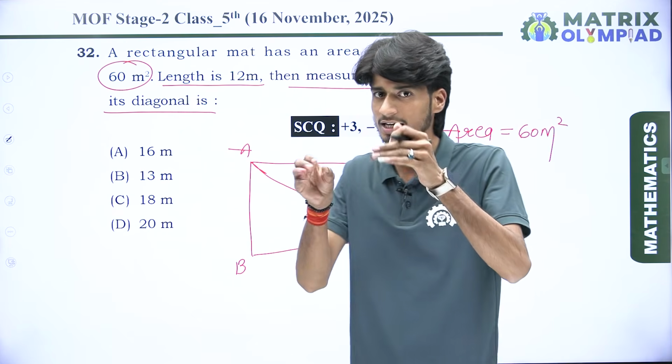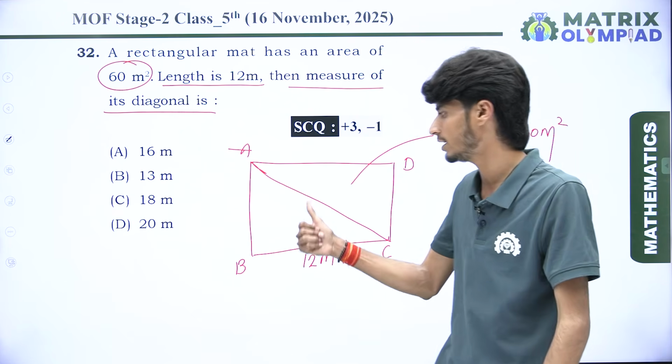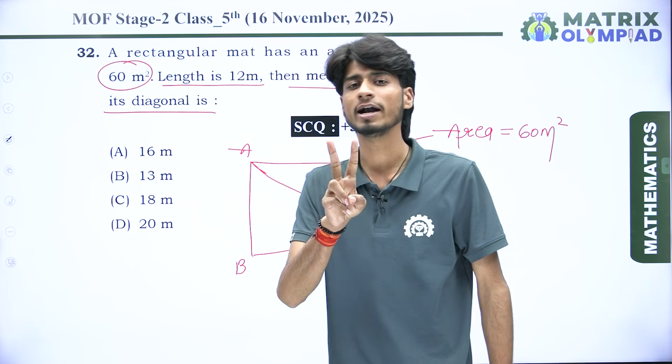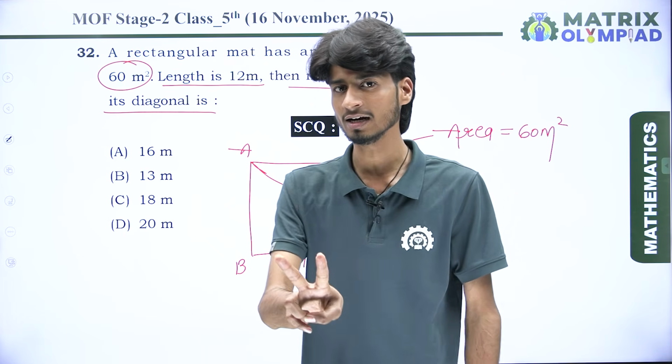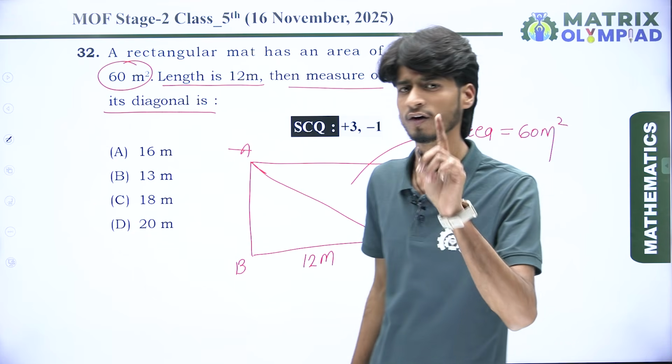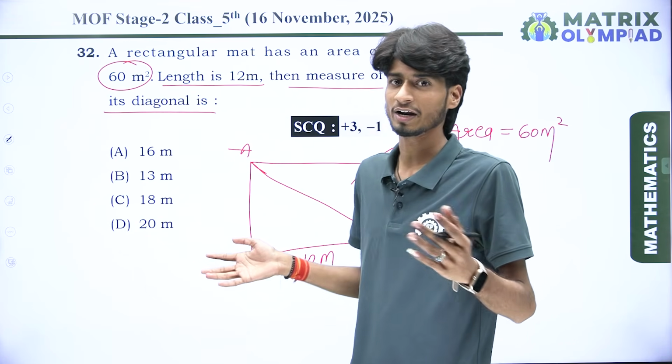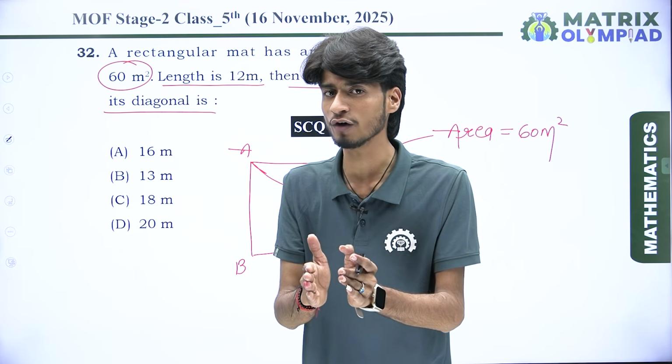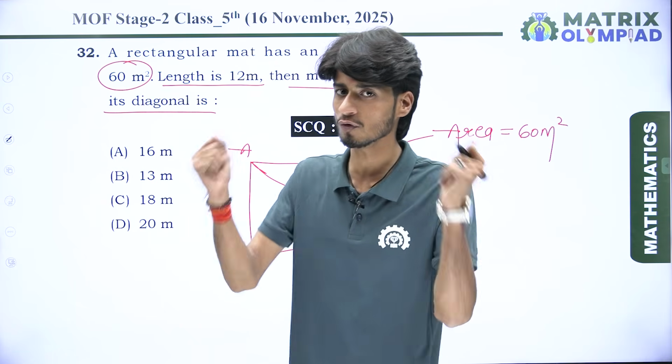That means AC is a diagonal of the rectangle and BD is also a diagonal of the rectangle, and the measurement of both diagonals in a rectangle is equal. So we find out only one diagonal, and we know very well that if we get the length of one diagonal, then both lengths are equal.